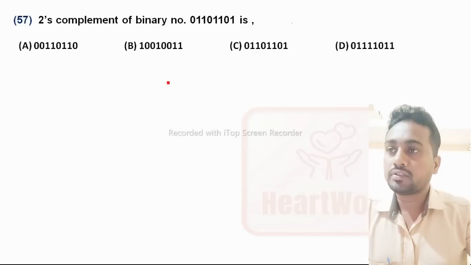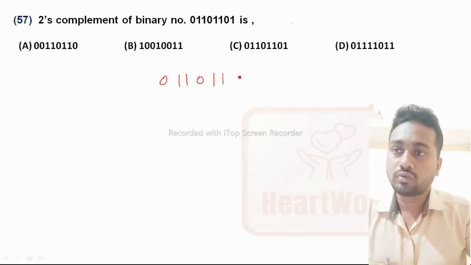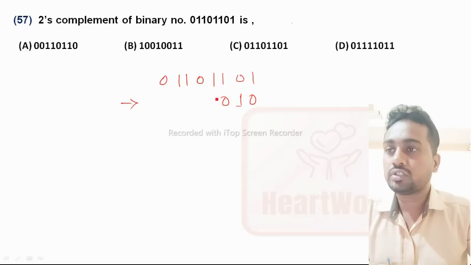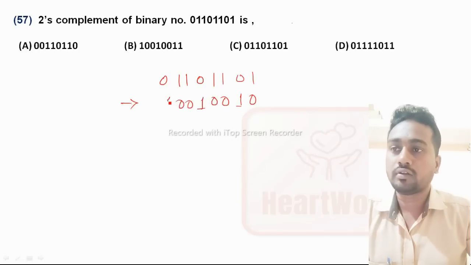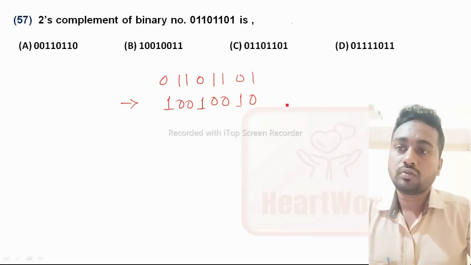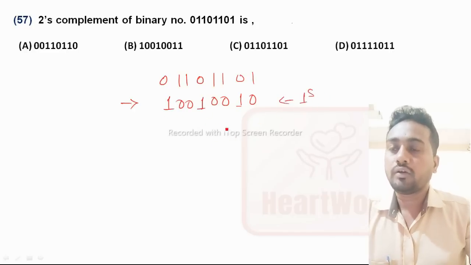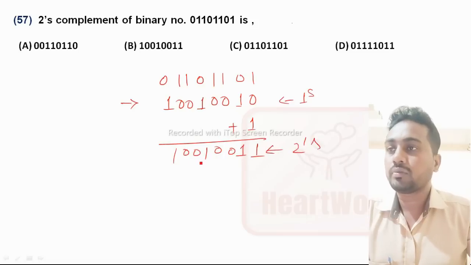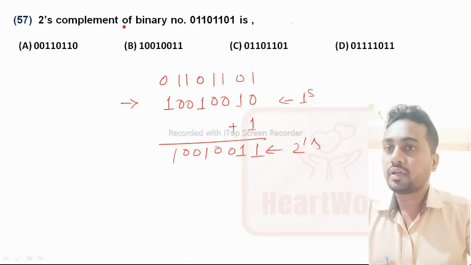2's complement of the binary number 01101101. How will we calculate 2's complement? First we need to convert this into 1's complement. For conversion to 1's complement, you just have to invert: 0 becomes 1, 1 becomes 0, 1 becomes 0, 0 becomes 1, 1 becomes 0, 0 becomes 1 and 1 becomes 0. This is the 1's complement. Now we have to find the 2's complement, so for that you have to add 1. So 0 plus 1 is 1, and the rest are the same. So this is the 2's complement. Option B is the right answer.